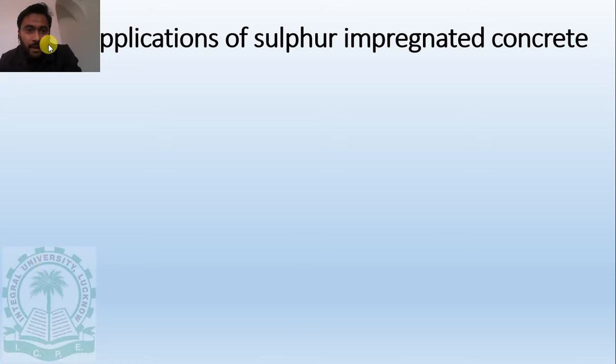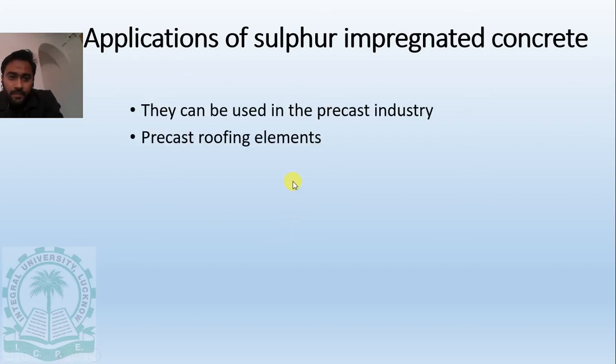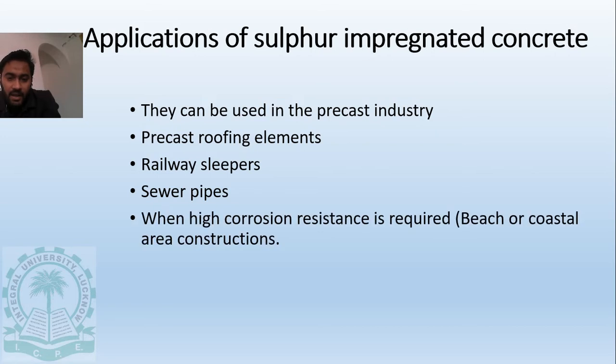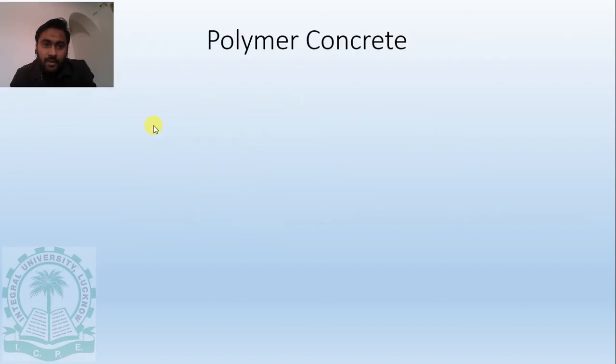Now we have applications of sulfur impregnated concrete. They can be used in the precast industry, precast roof elements, and sewer pipes, because they show high corrosion resistance. They can be used in coastal areas for construction. Okay, so the next topic we will discuss is polymer concrete.